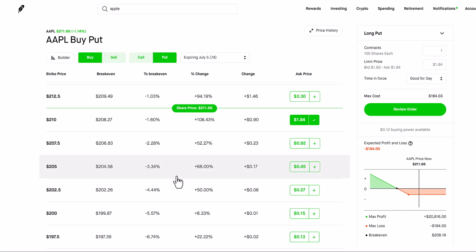But let's say I owned 100 shares. Instead of going into the market and selling for $205 a share, because I paid $184 in the past for this option at the $210 strike price, I can say, hey, I bought this put from you, so you owe me the right to give me $210 for my shares. So now I get to sell my shares for $5 more per share than in the market. And that's kind of what buying a put is.